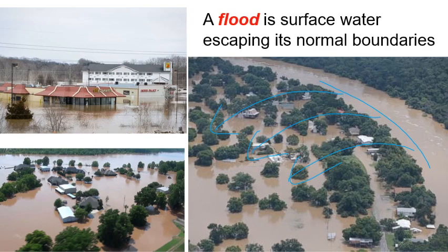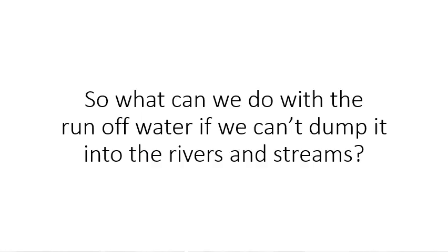A flood, by definition, is just when surface water escapes where it normally naturally flows. And you can see here is the natural river. We don't usually have water over here. And generally this is caused by too much runoff being allowed to go into a river. So we can't put all the excess runoff water into a river even though it's clean. Where can we put it so we don't have flooding problems?